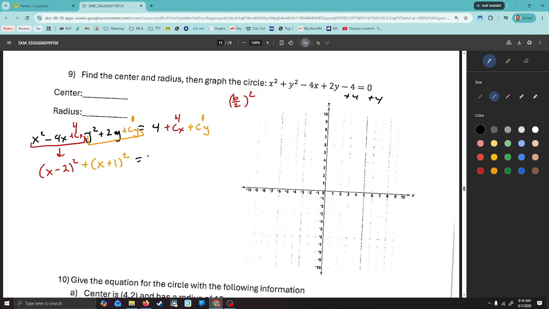And then combine like terms here. 4 plus 4 plus 1 equals 9. Now that I look at it like that, I can just tell you what my center is. Remember, this is flipped, so h is 2, k is -1, and my radius is 3, which I could have written here. So 2 comma -1, 2 right, 1 down. And then the radius being 3, so 3 up, 3 down, 3 left, 3 right, make a circle.